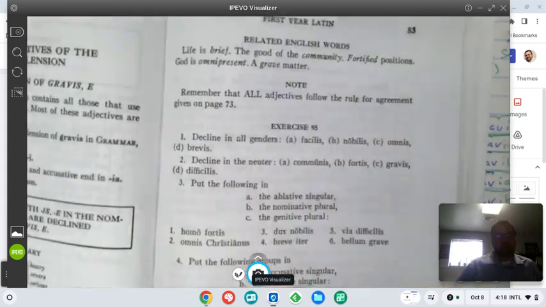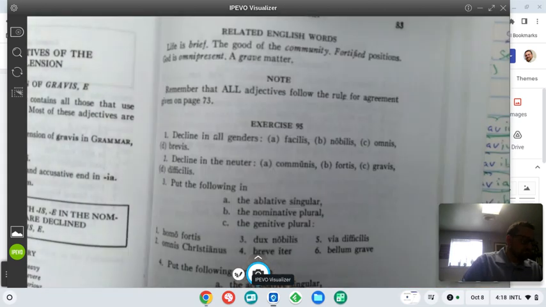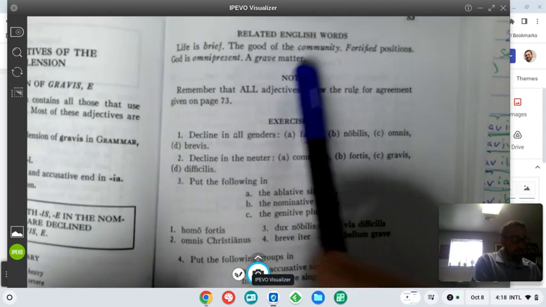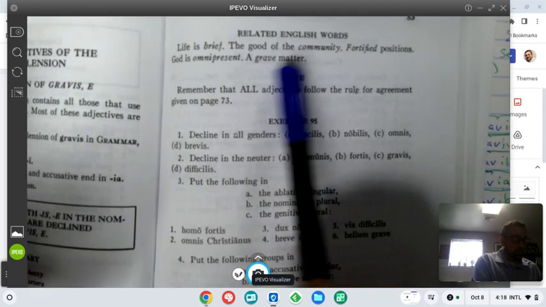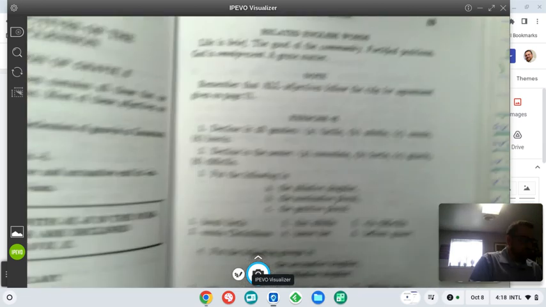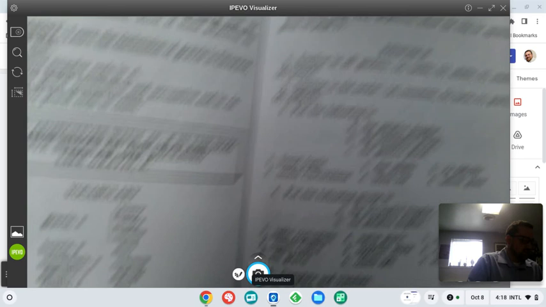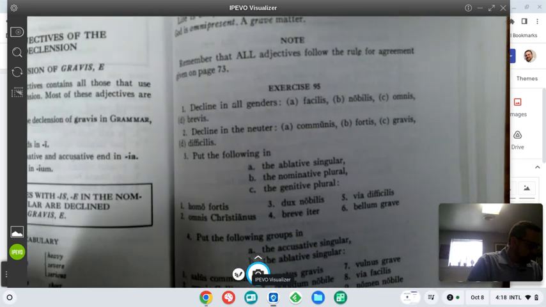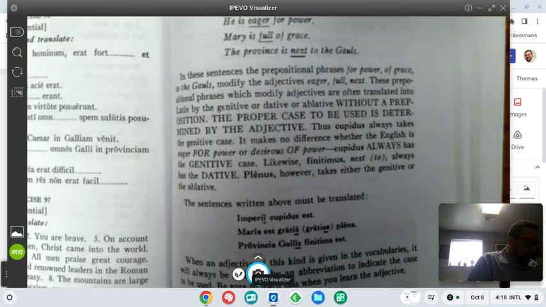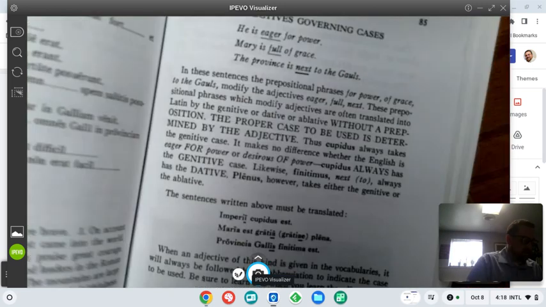And then a grave matter, which I mentioned a short bit ago. Okay, so these are essentially four new derivatives for you to use since community won't count. And of course, neither will noble. That's a little too close and too easy. And in the next video, we will attempt some exercises using third declension adjectives.